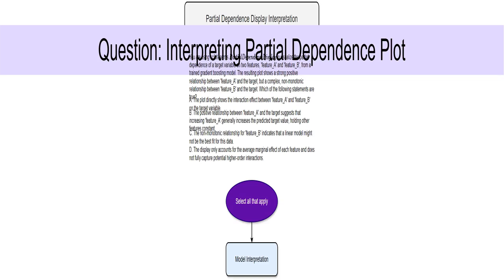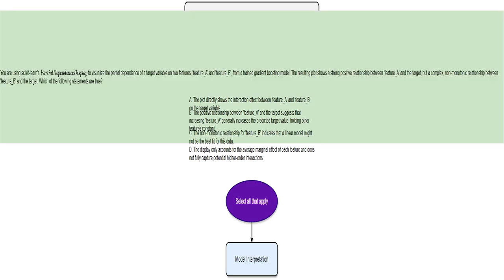We're going to analyze a partial dependence plot, a visual that shows how changes in a feature affect the prediction, from a gradient boosting model in Sklearn. This specific plot is showing how feature_A and feature_B relate to the prediction. We'll determine which interpretations are correct. Let's dive in. This describes the setup of the problem.